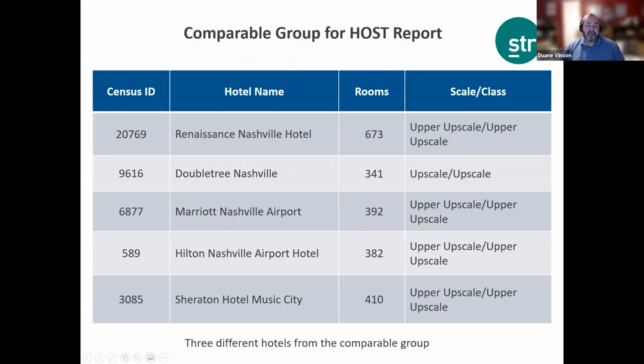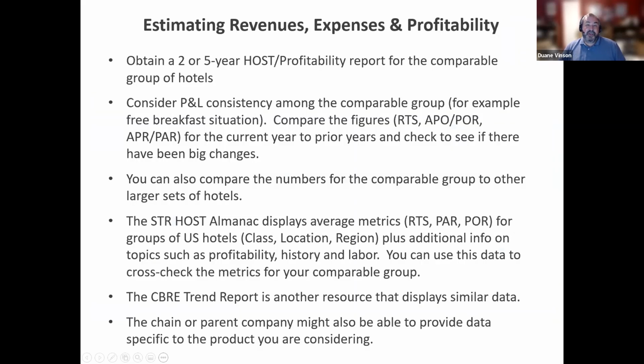For Nashville, here are the hotels we selected. Now you will notice that there's a hotel or two different here than what we had in our comparable group. We had the Loews Vanderbilt in that first comparable group. We don't have it here. Here we've replaced it with the DoubleTree, another downtown upscale hotel. We're going to get a two or five year HOST or profitability report on this comparable group of hotels, and then we're going to be entering some information from that into our template.